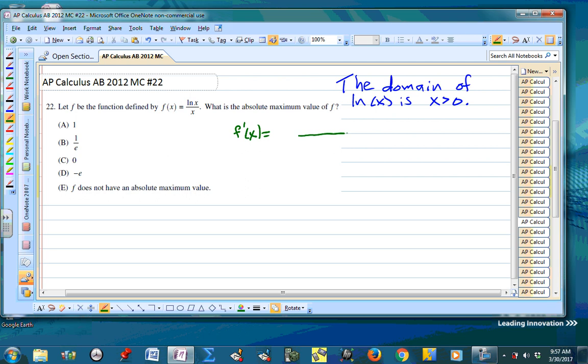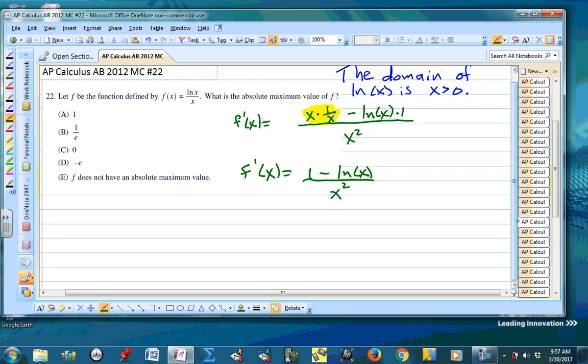We use the quotient rule. We go low d high minus high d low all over low squared. And we can clean this up a little bit. We see x times 1 over x, just 1. Natural log of x times 1, just natural log of x, all over x squared. So we're gonna find some critical numbers now.